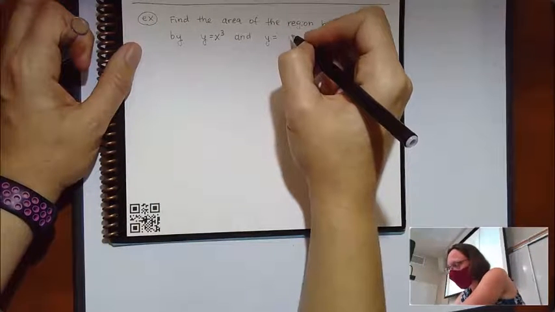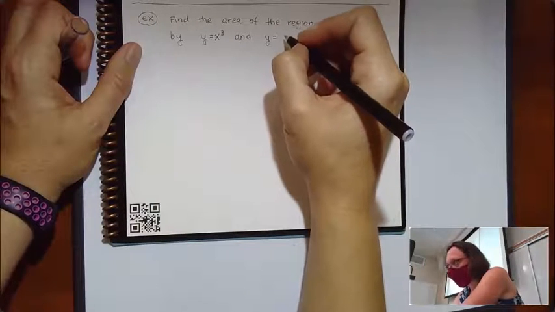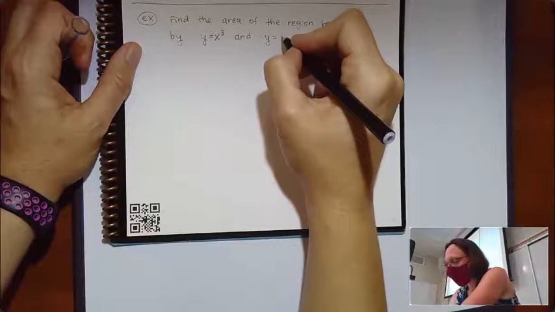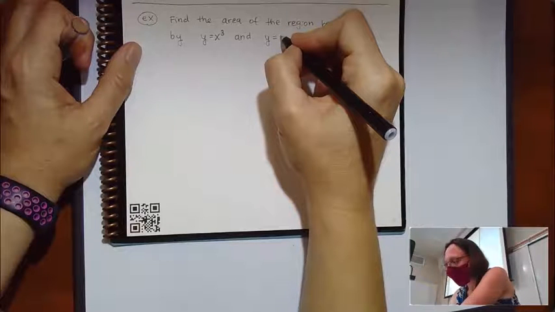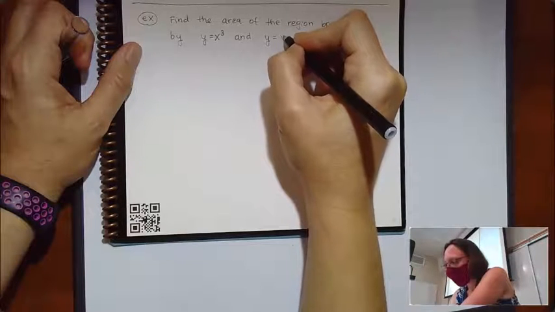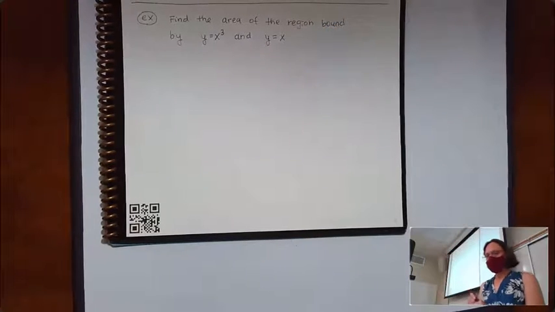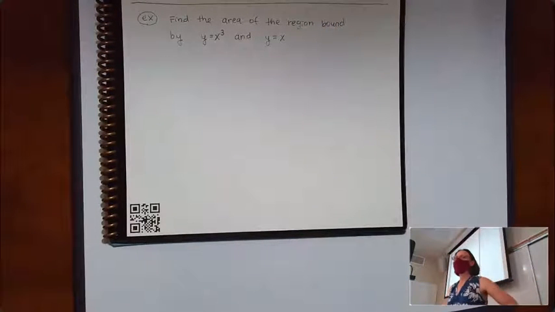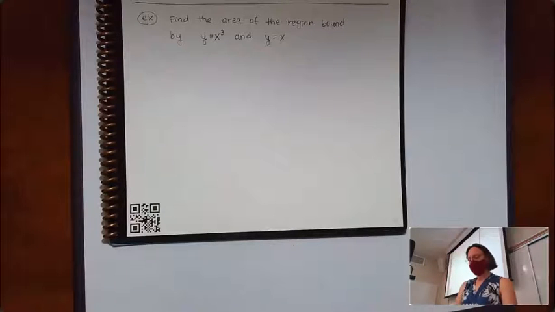I'm gonna keep this one fairly straightforward. And then we'll do a slightly messier one. So I'm going to find the area of the region bound by y equals x cubed and y equals x. I can do this with a fake graph, or I can do this with algebra. I'm going to go algebra first.